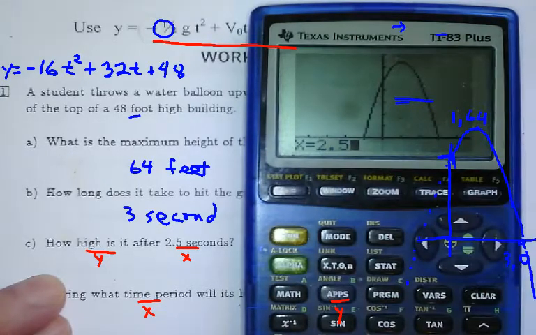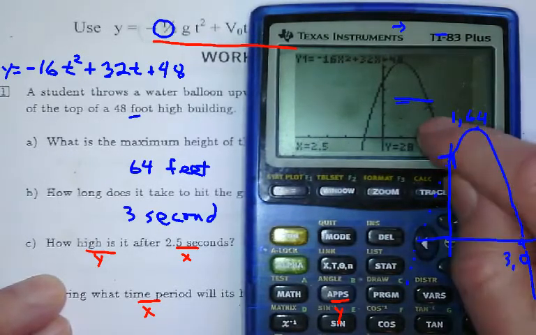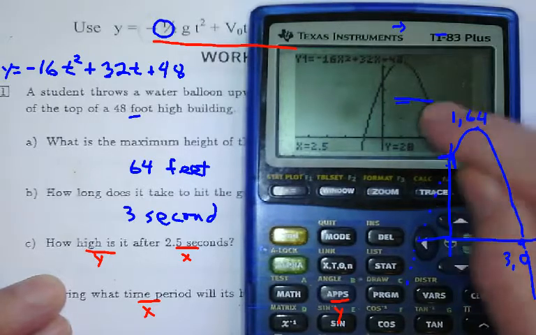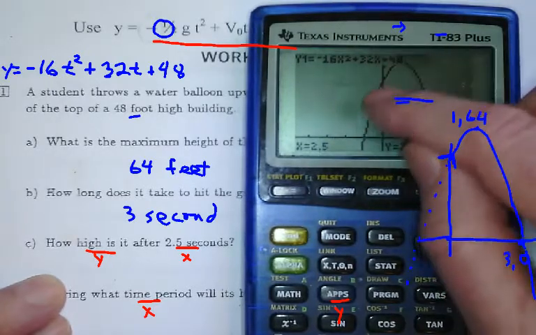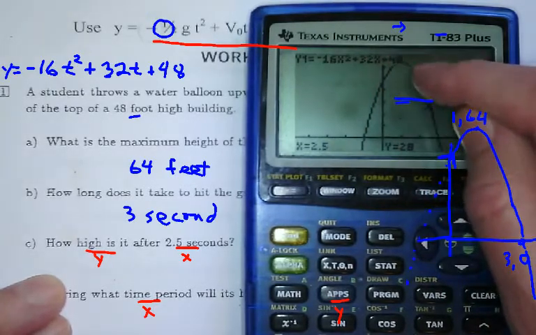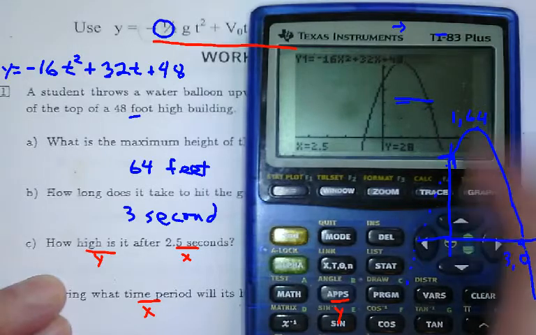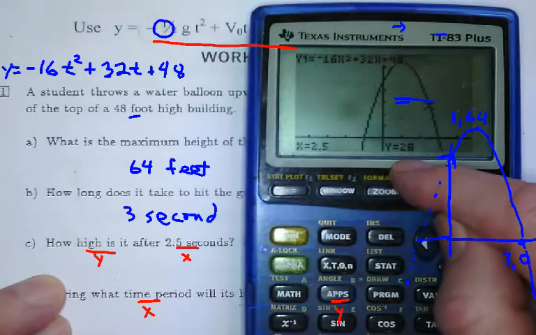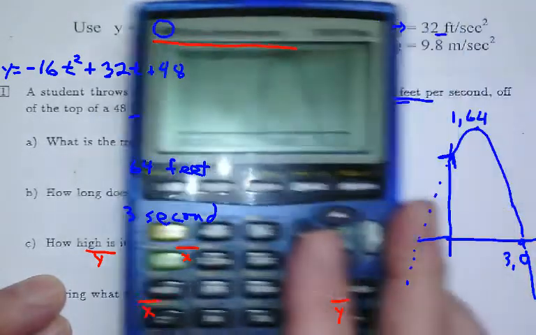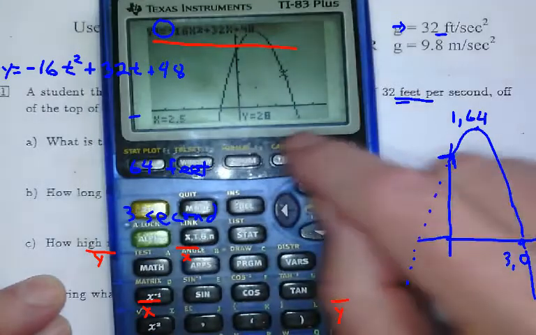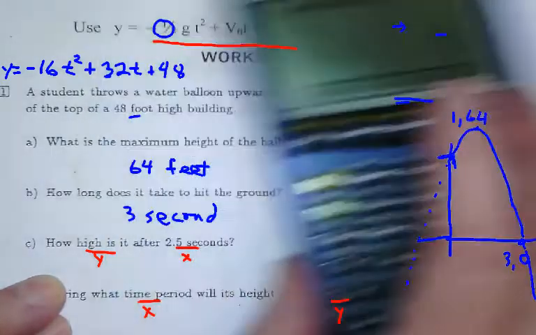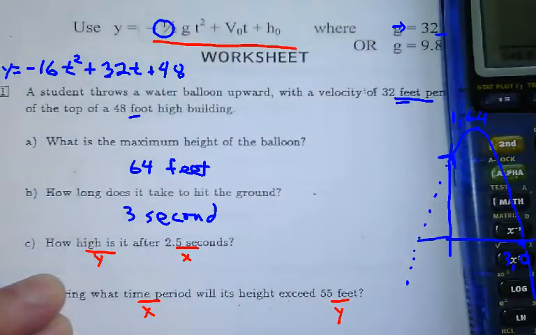So I hit enter, and it shows me the little cursor right there that after 2.5 seconds, it's already reached the apex and it's falling down. It is, what does that say? 28 feet. You can't read that, can you? 28 feet off the ground. So this value right here, how high is it after 2.5 seconds? 28 feet.